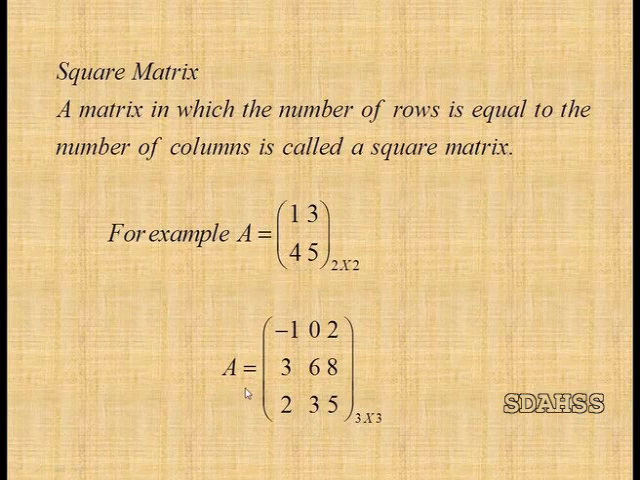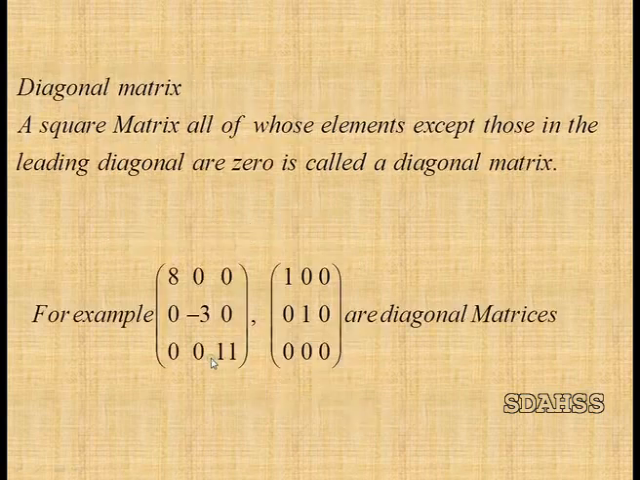See, another example, A is equal to minus 1, 0, 2, 3, 6, 8, 2, 3, 5. You observe this matrix. This matrix contains three rows and three columns. So it is said to be a square matrix.